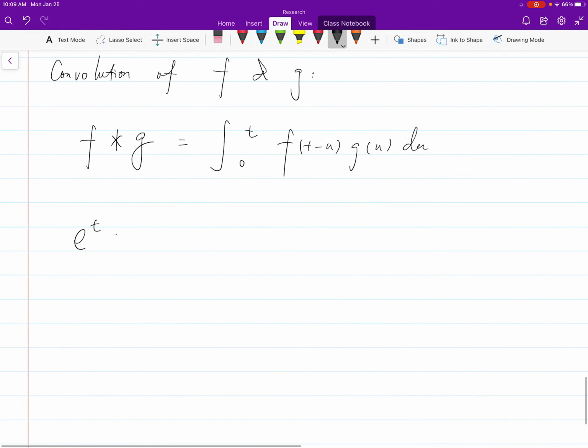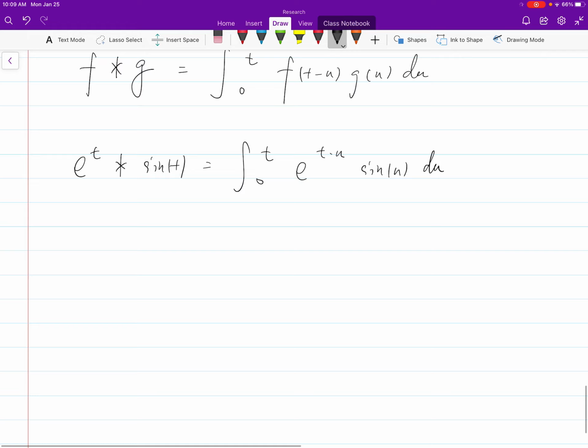So a very quick example: e^t convoluted with sine t is going to be... if you can do the integration, go ahead. If you couldn't, just keep it that way. That's a function of t. Plug in different t, I get different numbers. Even though I don't know how to get the numbers by hand, that's fine. That's basically what we have.